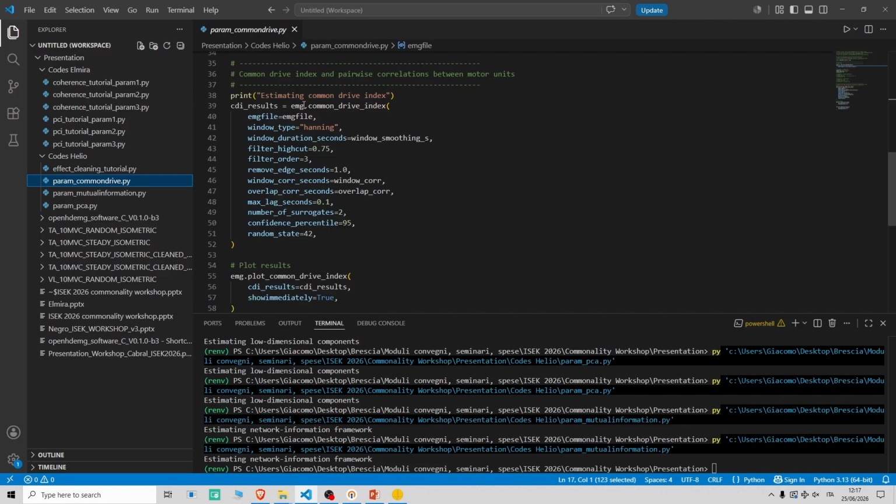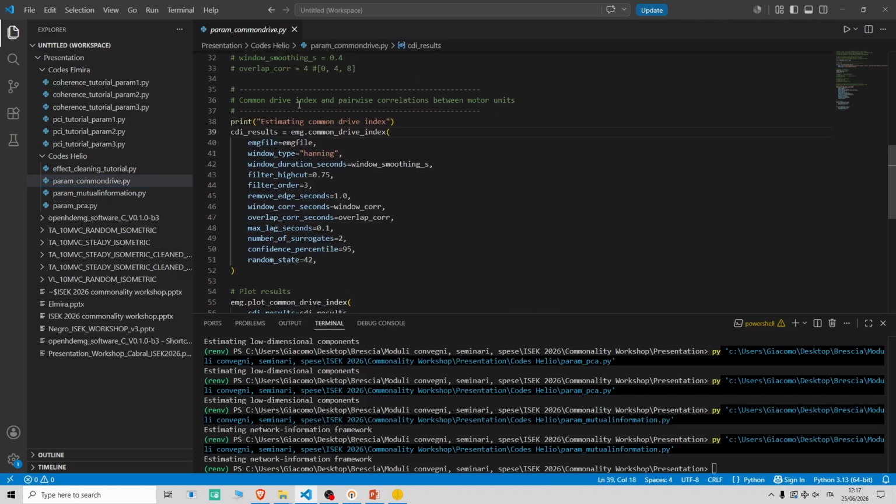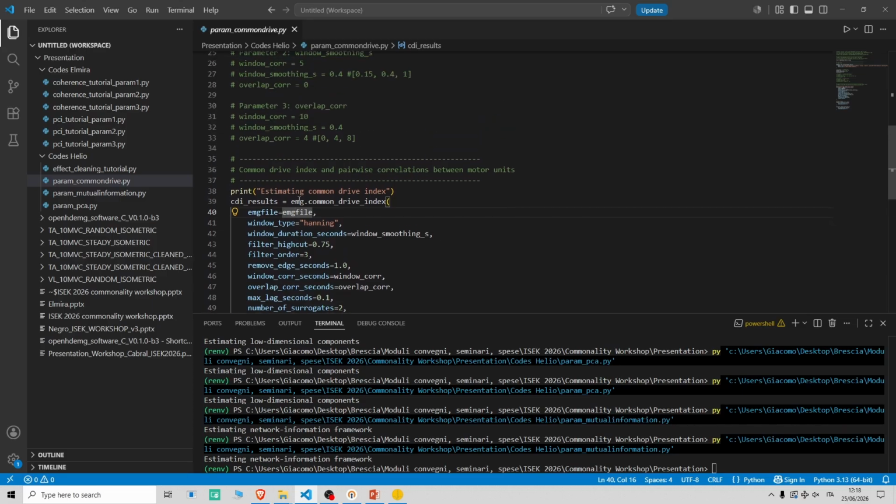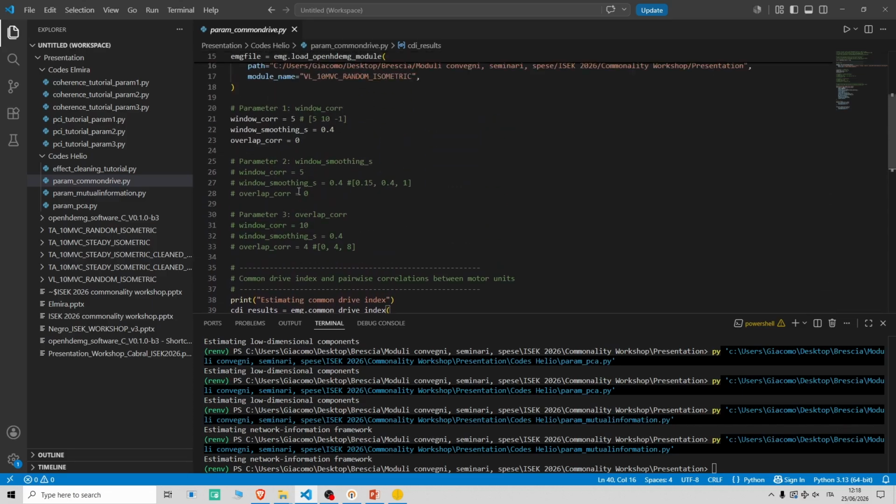So here you see that we have loaded the library as emg in Python, and there is this function called common drive index. And what we just need to pass to this function is this EMG file. And using the default parameters we defined, that are exactly the ones that I just covered, we will immediately have the results of the common drive index, okay? However, as you can see here, there are a bunch of parameters that we can change or might change depending on our purpose, okay?